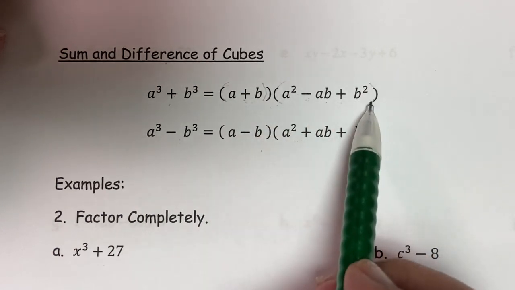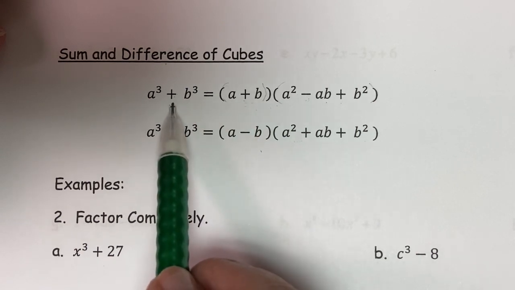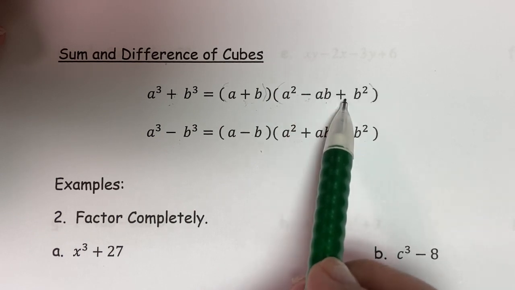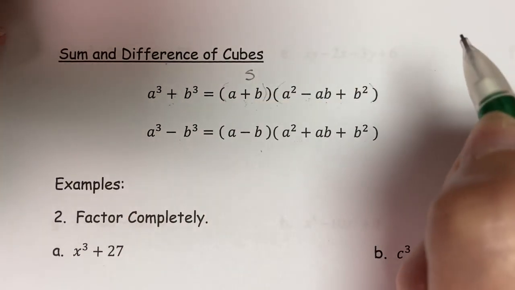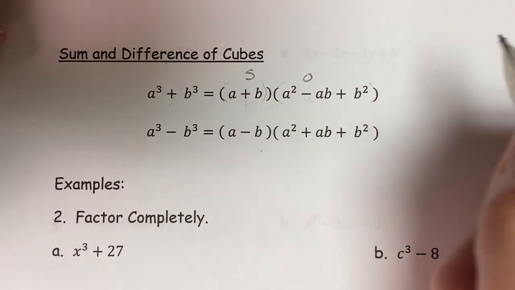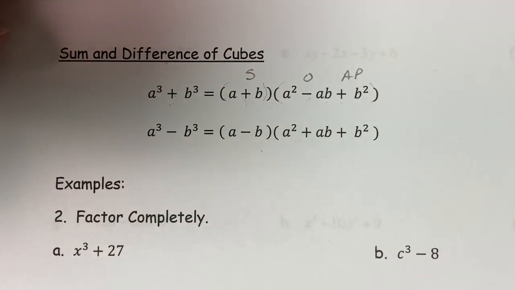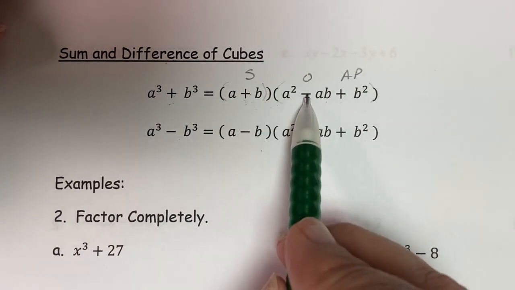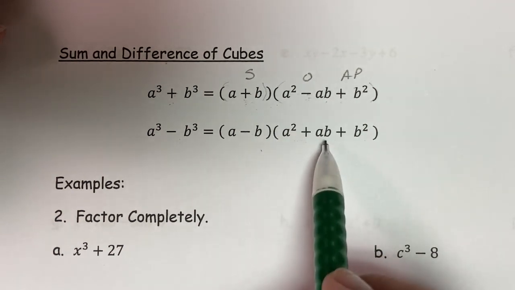So when you factor a sum or a difference of cubes, you will always have a binomial times a trinomial. The binomial, the sign will be the same as the original problem. Then it's the opposite sign of whatever that is, and this is always positive. So same as the original problem, the opposite of that, always positive. What does that spell? SOAP. That is a way to be able to remember what your signs are. Same as the problem, opposite of that, and always positive. All right, so memorize that.